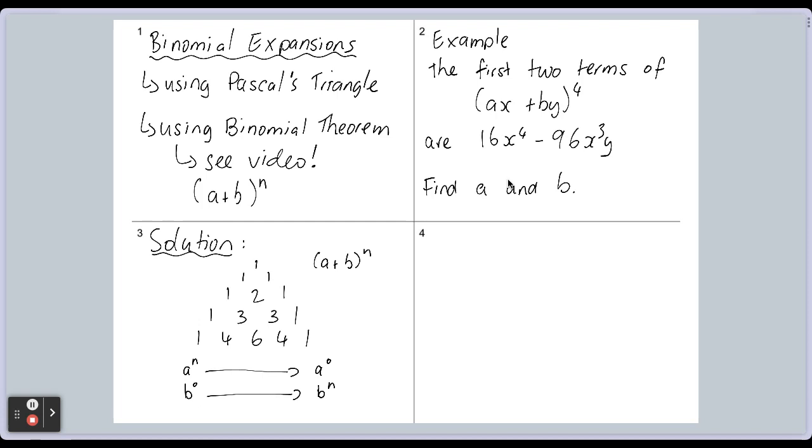That's how that works. So to solve this problem here, I don't have to do a full expansion because you can see it's just saying the first two terms are 16x to the power of 4 minus 96xy cubed. So what I can do is I can basically match up what I know with what I'm given. So what I'm given is 16x to the power of 4.